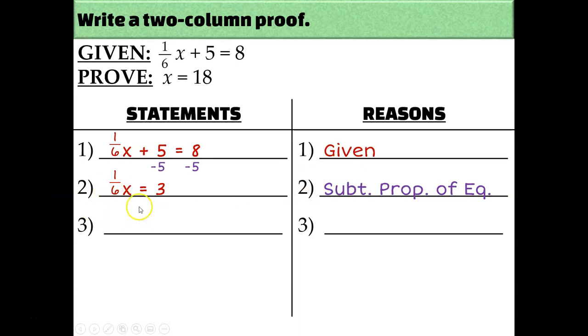Okay, well now we have to deal with that fraction. How do I get rid of a 1/6? The easiest way is to multiply by the reciprocal. 1 over 6, the reciprocal of that would be 6 over 1. So I'm going to multiply both sides of this by 6. If I multiply 6 by 1/6, it cancels and I just have x. And then 3 times 6 is 18, which is what I was asked to prove. The reason that I was able to get to this answer is the multiplication property of equality. I multiplied both sides by 6, so the reason must be the multiplication property of equality.